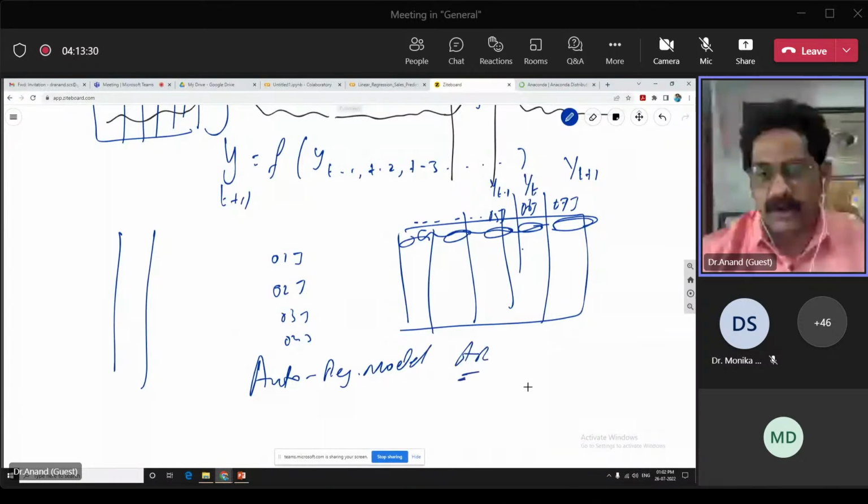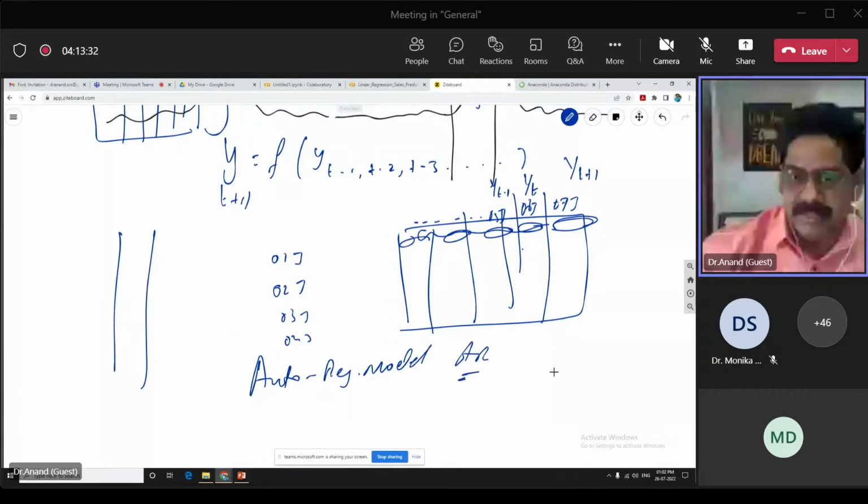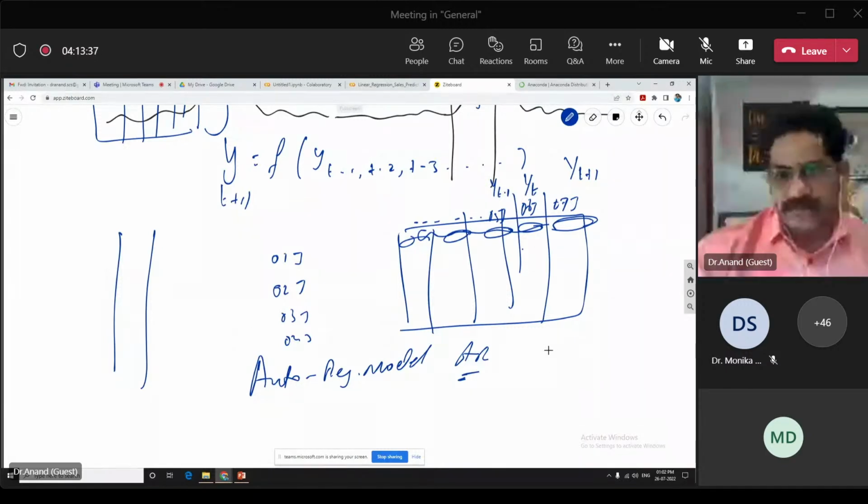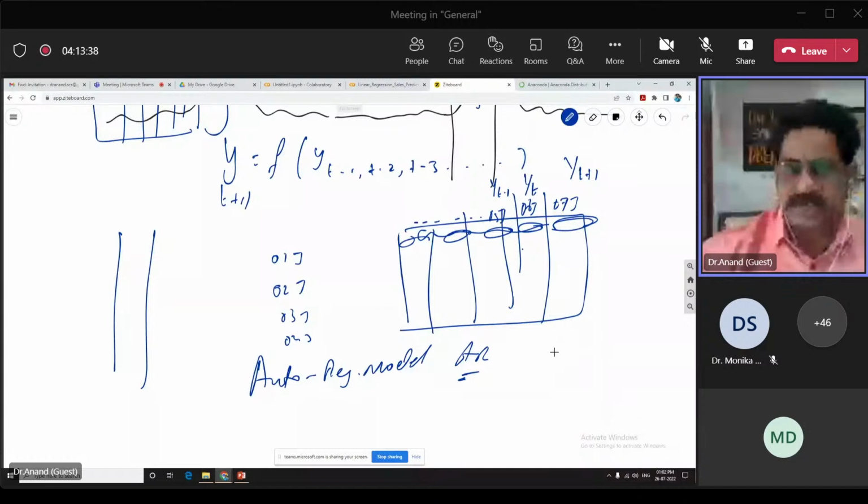There are various flavors. Auto-regressive moving average, auto-regressive integrated moving average, ARMA model, ARIMA model, and all. So this also you can bring to the regressor framework, but the only difference is today's case as a function of the previous 30 days. Today's case as a function of previous 60 days.